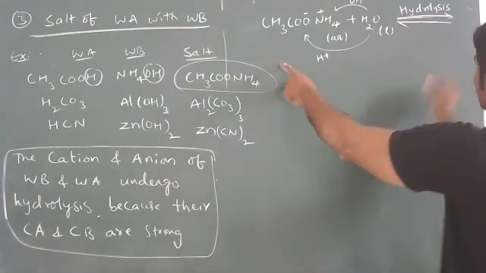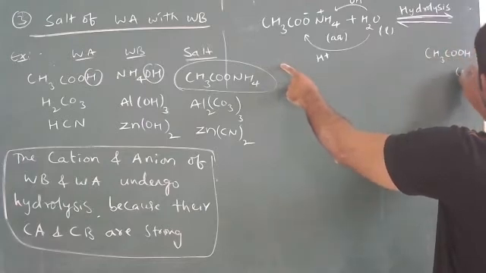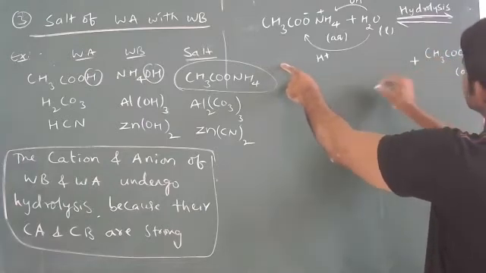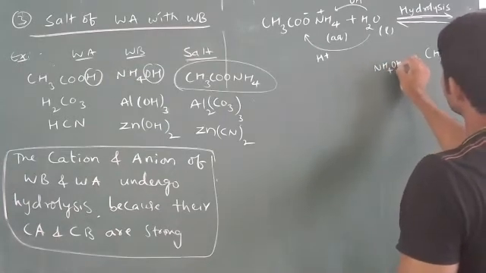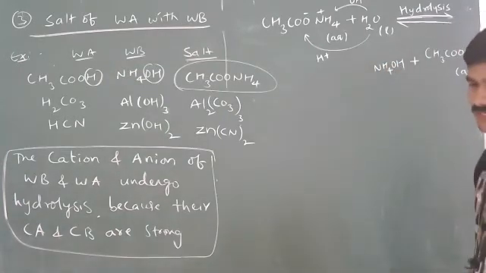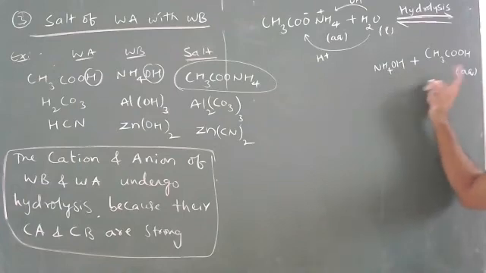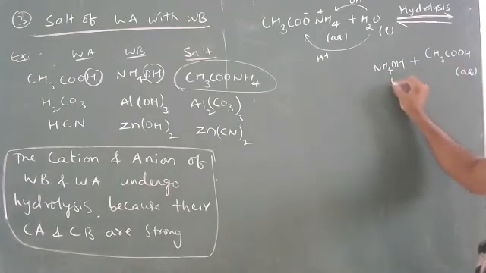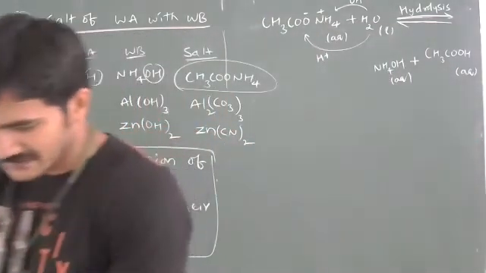Okay. If you take one H plus, what should I write? CH3COOH aqueous plus NH4OH. Which type of ions are we getting? Both. We are getting cation as well as anion. Both are forming. Sorry, acidic is forming, basic is forming. How can we explain acidic or basic nature?